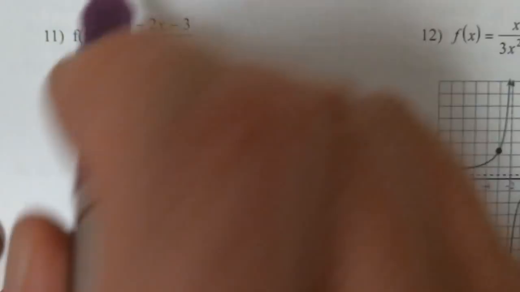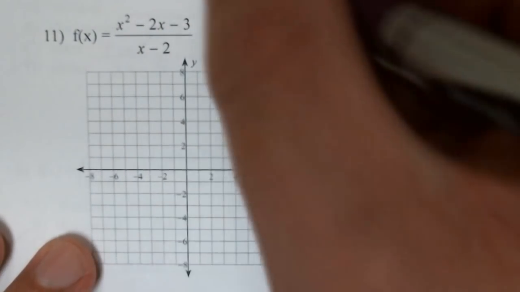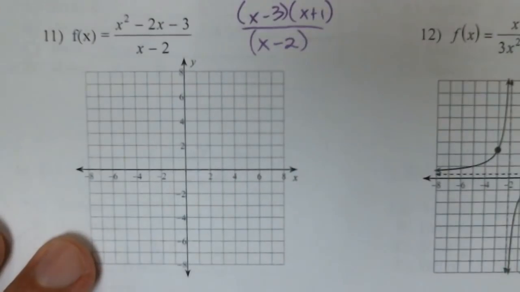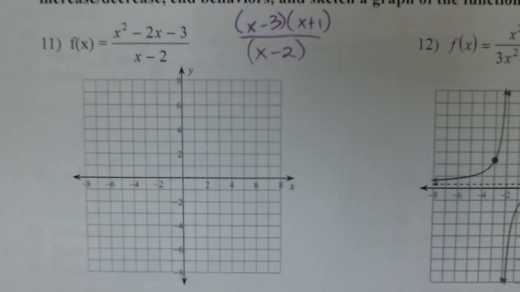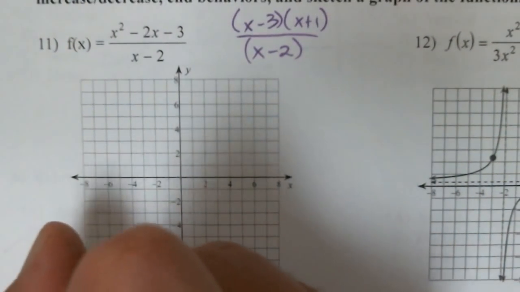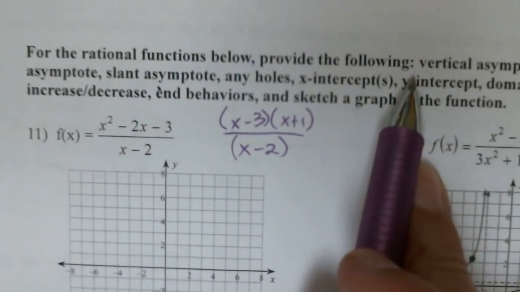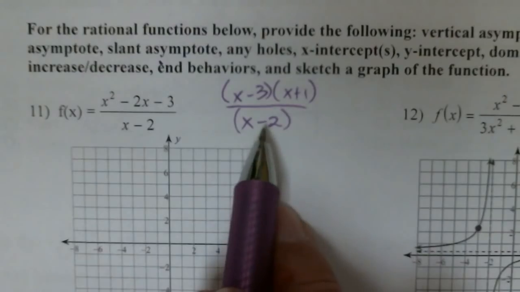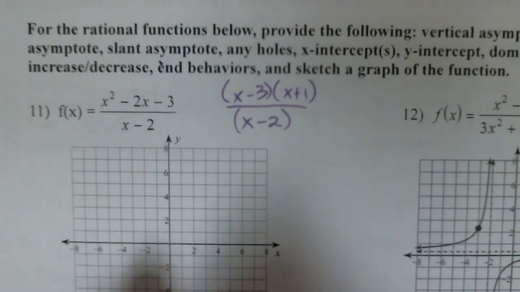Let's start off by factoring this. The factors of negative 3 that add to negative 2. That's going to be a negative 3 and a positive 1. Okay, so nothing cancels, so I don't have a hole. So let's go ahead and start listing. I'm going to list these in the order in which they ask. Vertical asymptote, where's my denominator 0? That's going to be at, flip the sign, x equals 2.